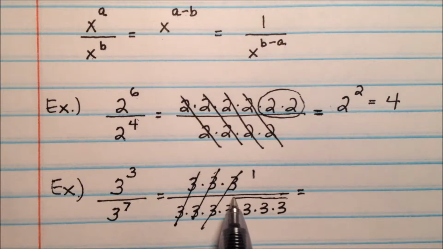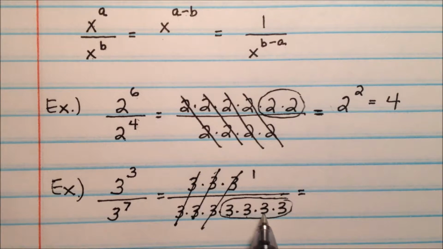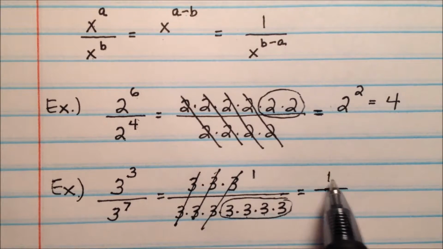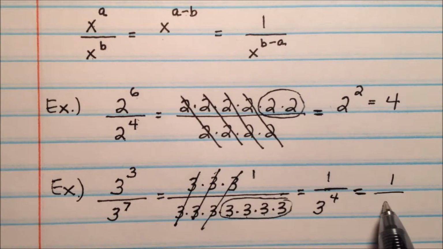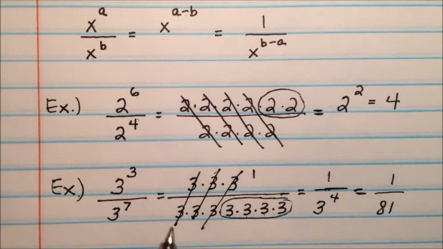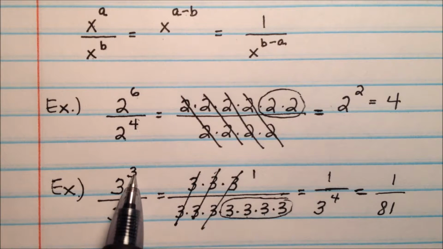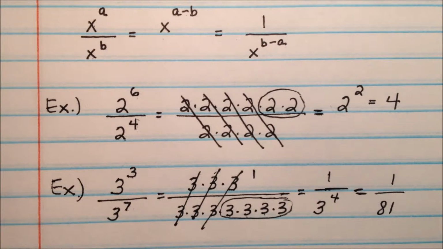And then how many do we have down here? We have 1, 2, 3, 4 3's. So I have 1 over 3 to the 4th, or I could say 1 over 81. If you notice here, I had 3 on top for my exponent and 7 on bottom for my exponent. So I could do 3 minus 7, and then I would get negative 4. Or I could say, look, my denominator is bigger, so 7 minus 3 is a positive 4.